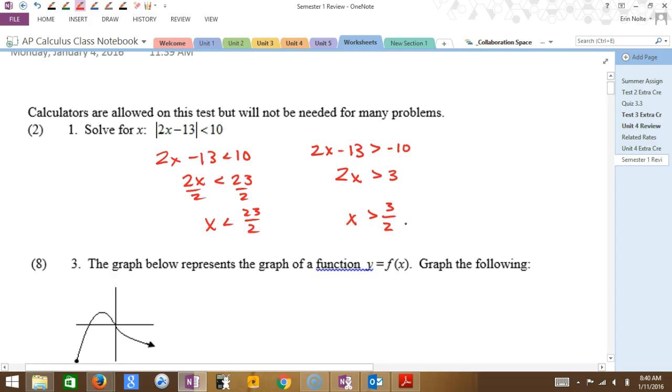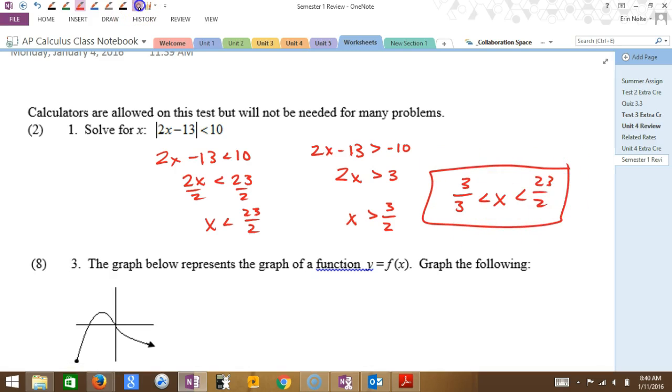Once I look at these two scenarios, I have x is greater than 3/2 and x is less than 23/2. Is that an and statement? Did I do that right? Yeah, so it's 3/2 is less than x is less than 23/2. So it has to exist in between 3/2 and 23/2. There we go.